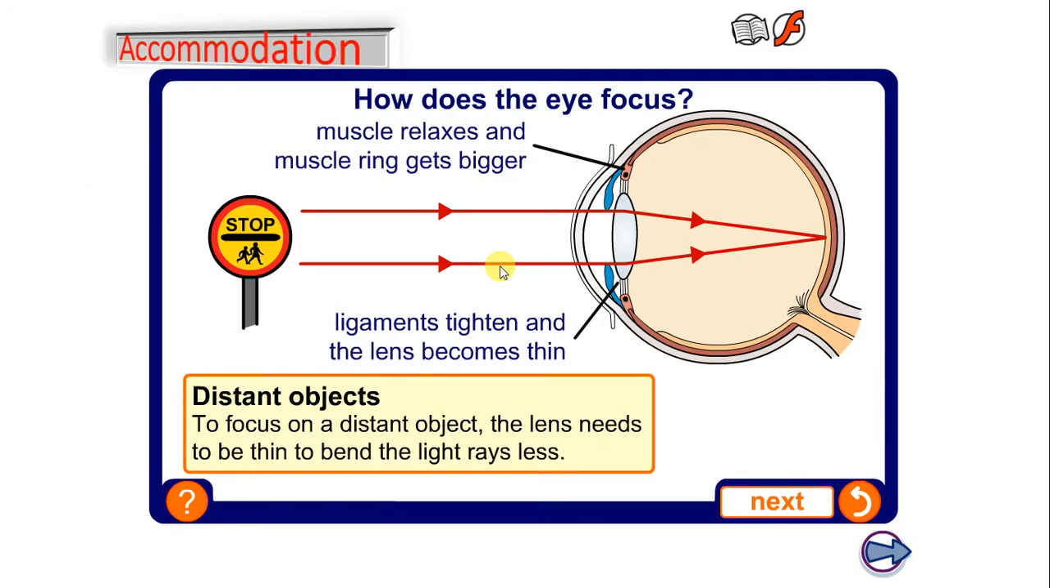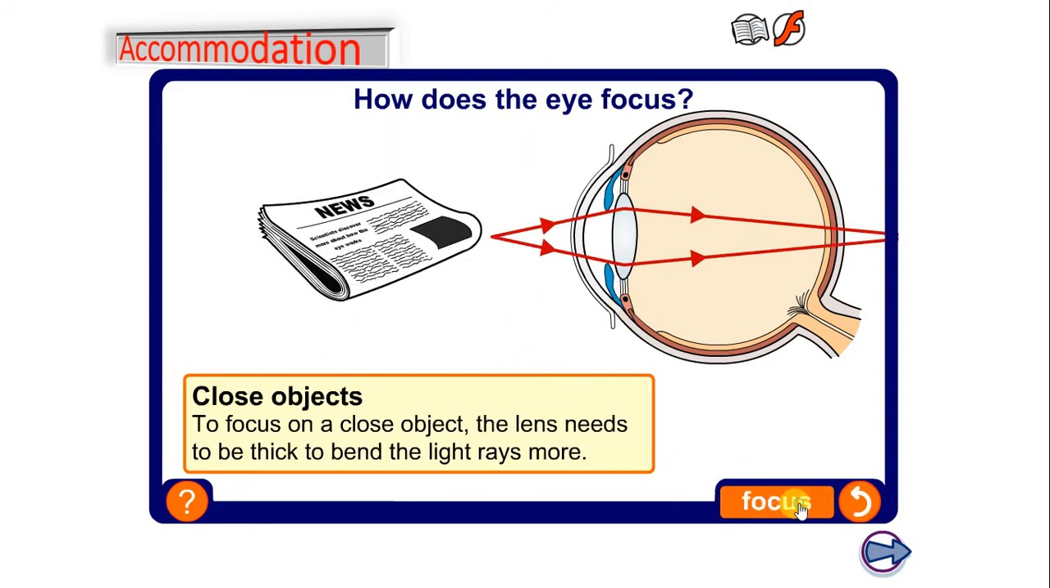So look at this quickly. Now for distant objects, to focus on the distant object, the lens needs to be thin to bend the light rays less. So ciliary muscles here relax and the muscle ring gets larger. Then it will tighten up the suspensory ligament. So the suspensory ligament will tighten once this relaxes, and the lens becomes thinner.